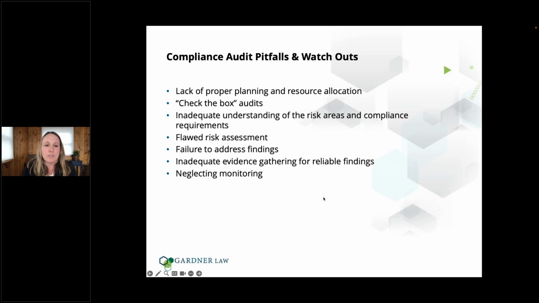All right, just a couple minutes left here, but I wanted to go through a few compliance audit pitfalls and watchouts. First, lack of proper planning and resource allocation. We've been involved in audits where it sounded really good at the time and then something happened, everyone got pulled different ways, and it just dropped off. We want to think about scoping properly, resourcing properly, and setting reasonable timelines and expectations.